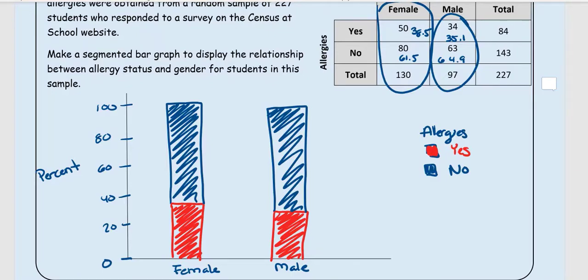So we now have made your first bar chart. And again, this is a stacked bar chart. You could have also put them side by side. They would have given you about the same information.